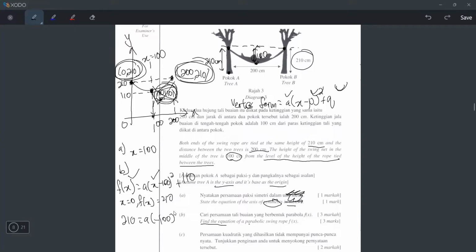Just write negative 100 squared plus 110. It will be positive 10000. A plus 110 equals 210. And you can get your A here. You just take 210 minus 110, you get 100, and then divide by 10,000. So it's A equals 1 over 100. Okay. So you have your equation already.